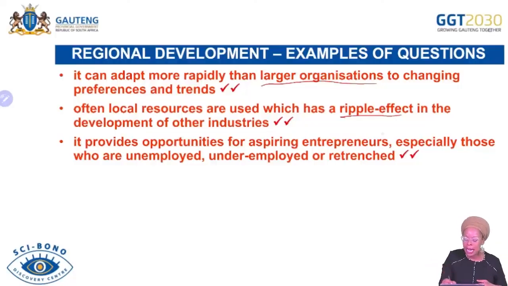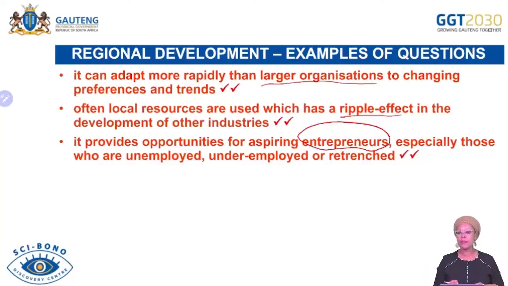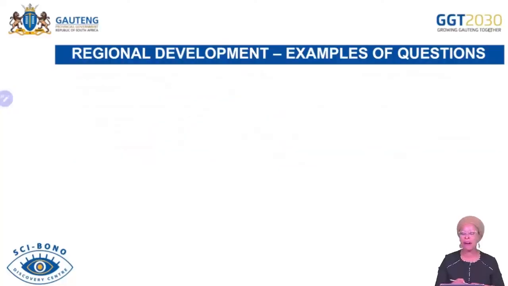It provides opportunity for aspiring entrepreneurs. Entrepreneurs start in small businesses. The entrepreneurs that you know today, those who own large businesses, started as small, as medium, as micro enterprises. And especially they were started by people who were unemployed or underemployed, or those who were retrenched. That is why these small, medium, and micro enterprises need government attention.